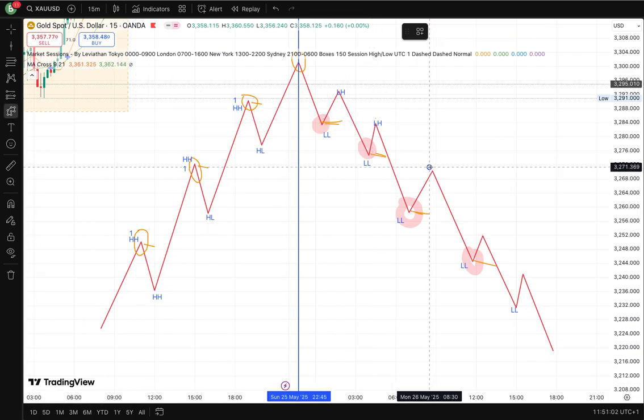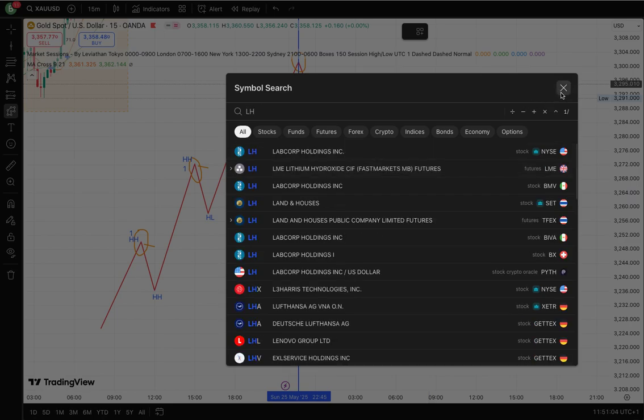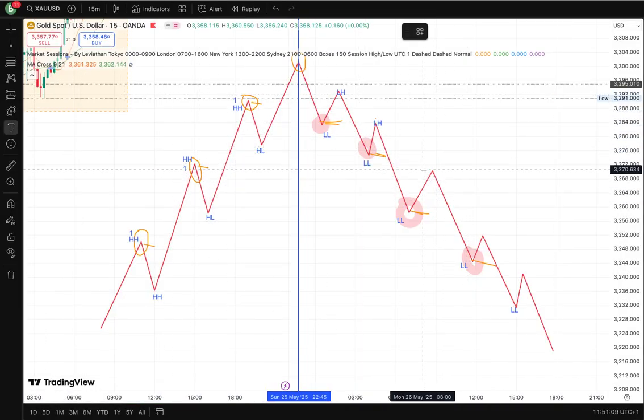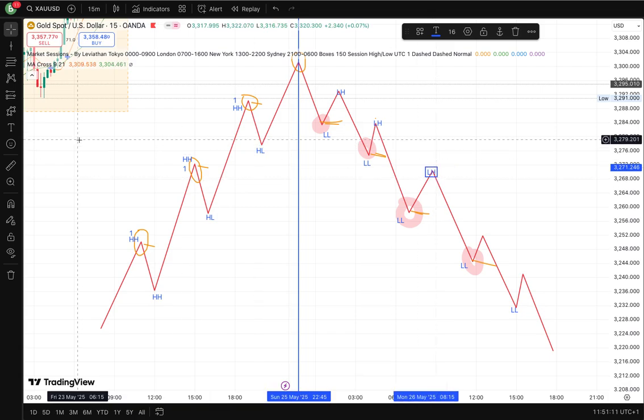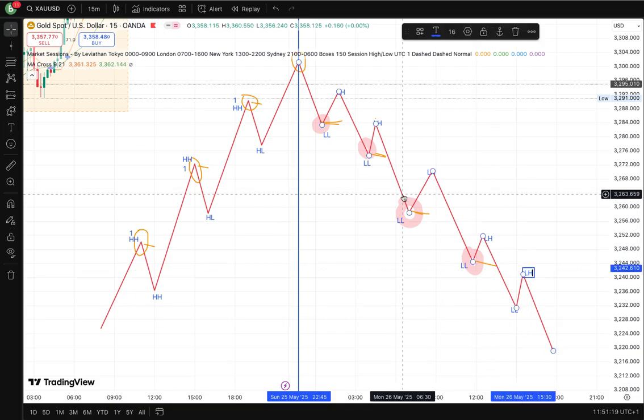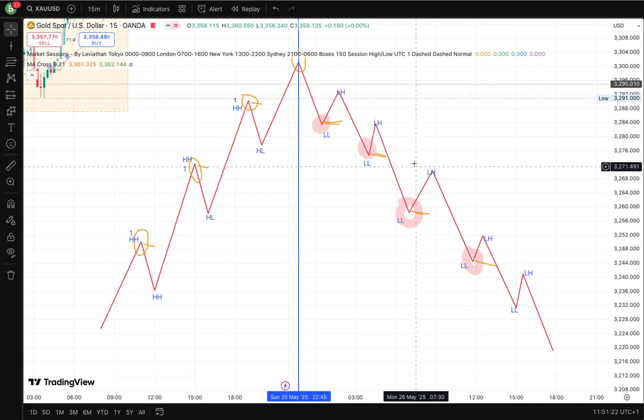It's low, so it's lower high. Sorry about that, I typed too fast. Lower high, lower high. Then we have the last one, lower high. All right, so this is the labeling now.